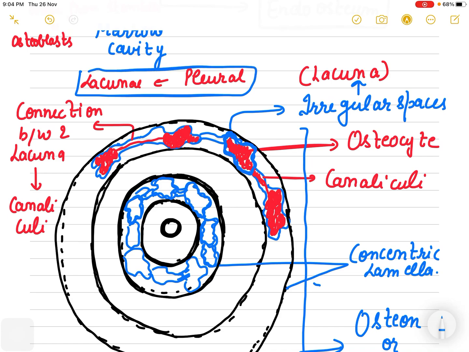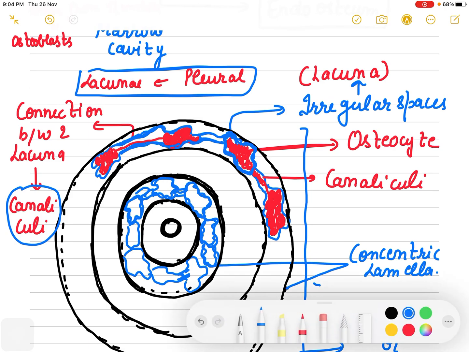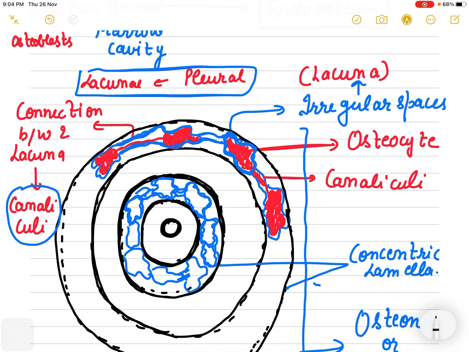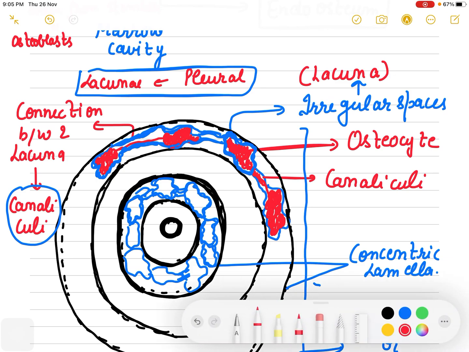Now these lacunae are connected to each other. Just look here, these lacunae are connected to each other, and this connection between lacunae is known as canaliculi. What did I say? We are drawing this Haversian system, and around the Haversian canal the cells, osteoblasts, are arranged in concentric rings, and in between these rings there are lacunae, and the lacunae are connected to each other with canaliculi. Okay, this much is clear.